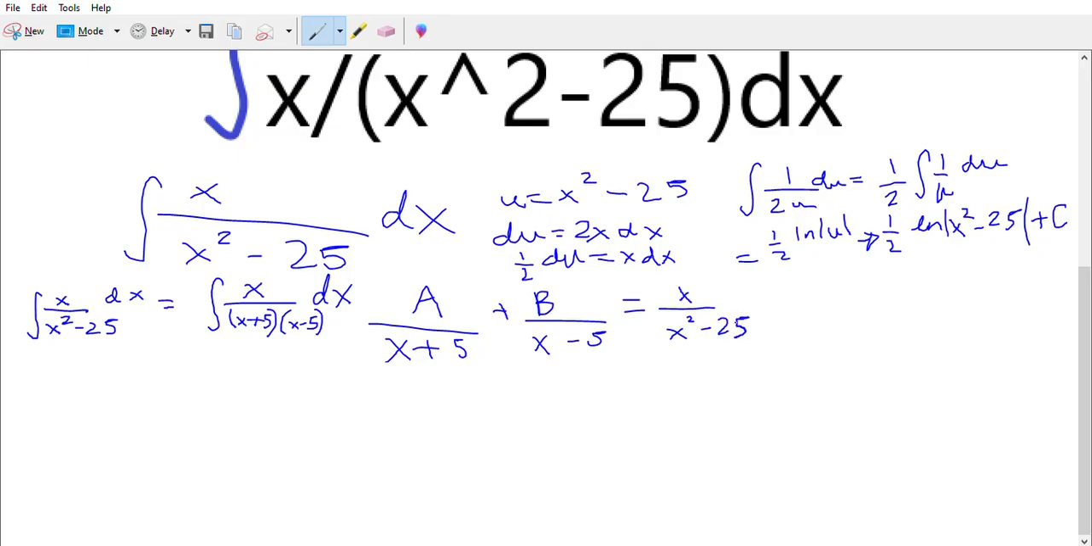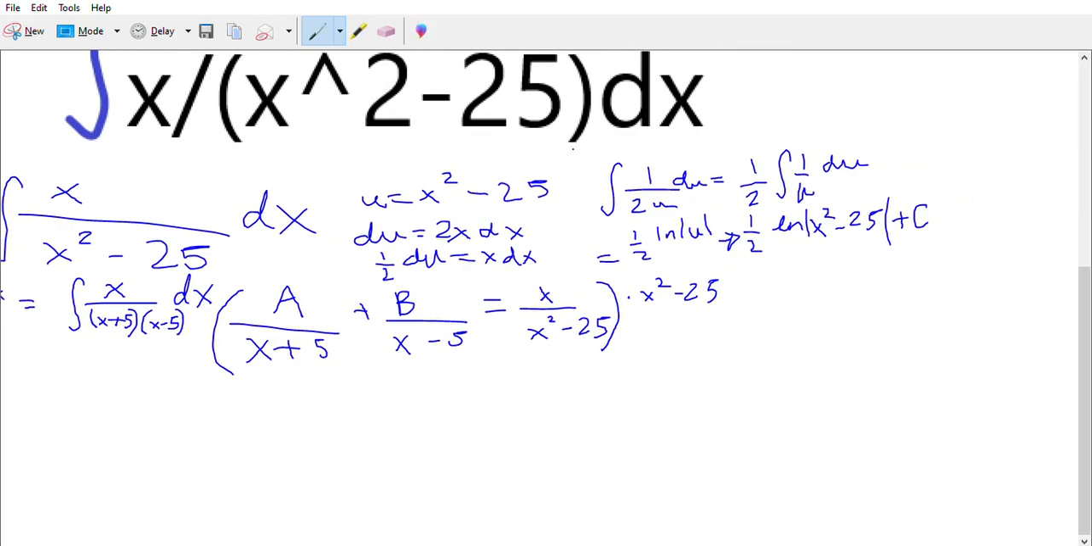Alright, next you want to multiply every term here by the denominator x squared minus 25. And what we get when I scroll to the right is, just make sure what I'm doing. So what we get is A times x minus 5.